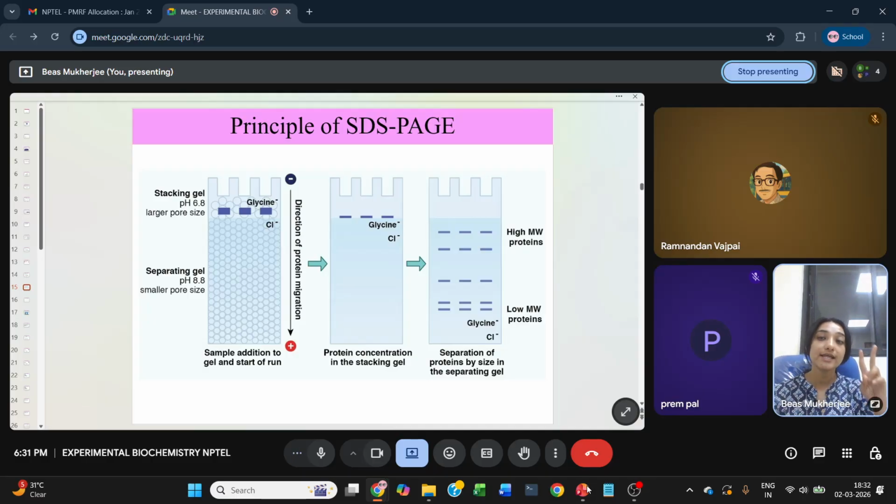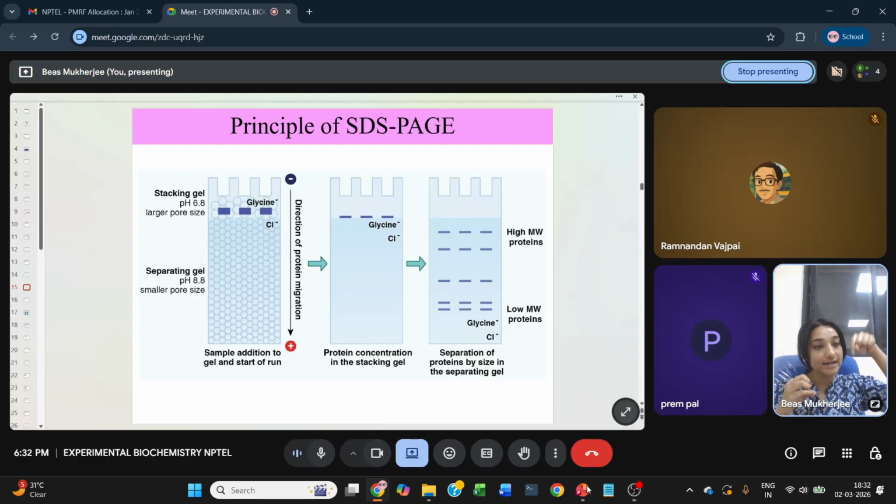There is one gel on the top that is called the stacking gel. In the stacking gel, the pH is maintained at 6.8, and it has larger pores. In the buffer, there is glycine, there is chloride ion, and the protein is added. At this particular pH, glycine has such a charge that chloride ion, obviously the smallest, runs the fastest, then the protein, and then glycine.